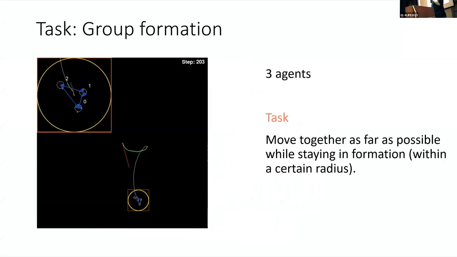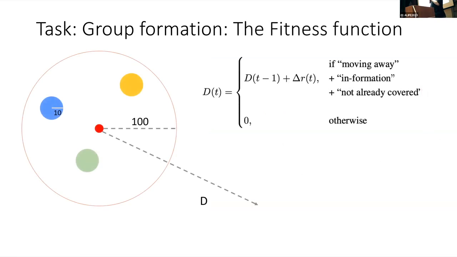Okay, so the task is very, very easy. We call it the group formation task. We have three agents. They need to stay together within a radius, and when they stay together and explore the environment, we consider it a successful collective action. So the fitness function is they need to stay together and also try not to cover the previously explored area, and this will give them reward.